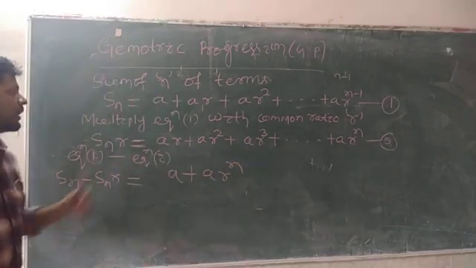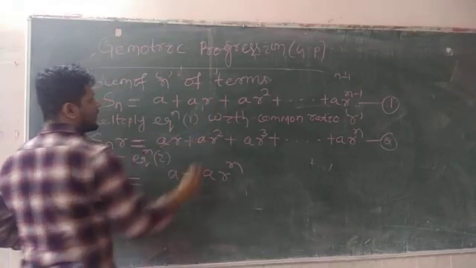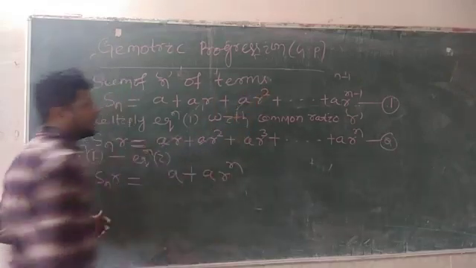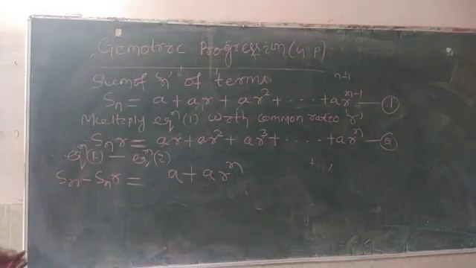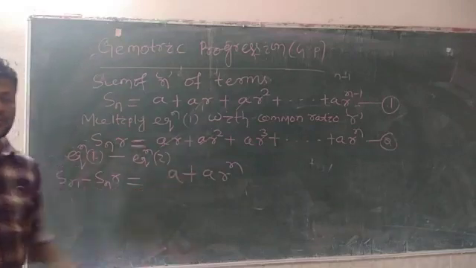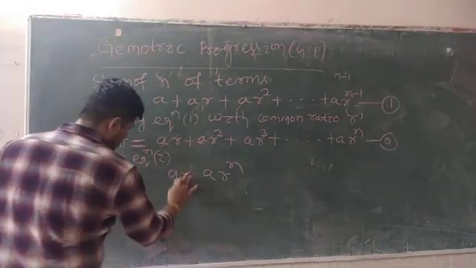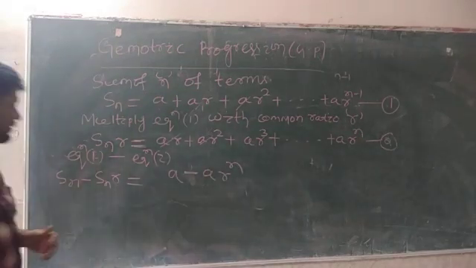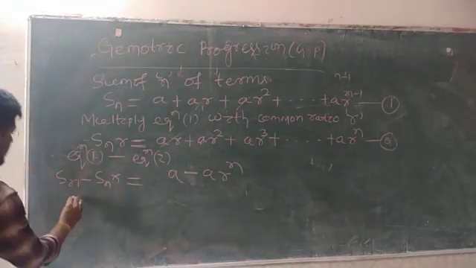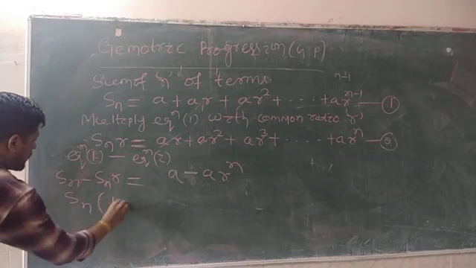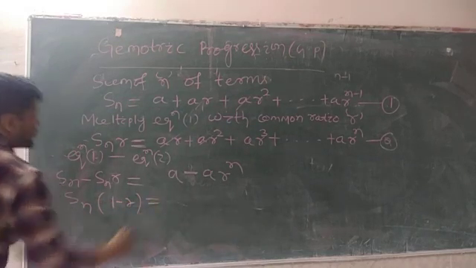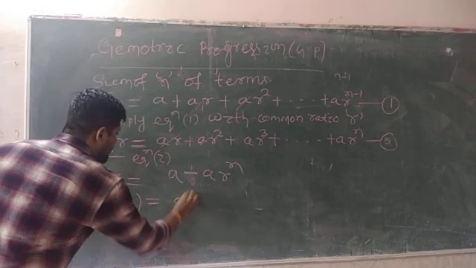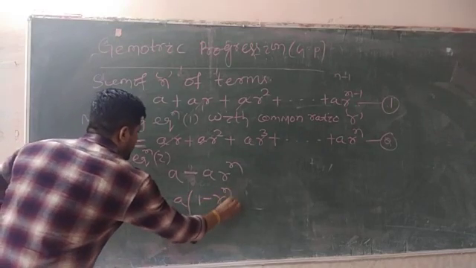Just subtract it. You can find AR cancels out, AR square cancels out, up to AR to the power n minus 1. Then what is remaining? A minus AR to the power n, because you are subtracting. Then we have to take Sn as common, then we have 1 minus r, which is nothing but, here we have to take a as common, 1 minus r to the power n.